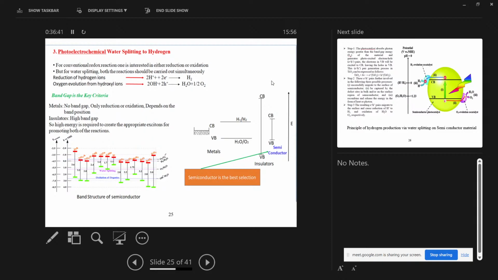Now imagine some of the photons are getting higher energy, and this electron is shifted from the valence band to the conduction band, and on these bands both of the reactions occur. So you can find here the band structure of some of the semiconductor bands of the various metals that are used today.